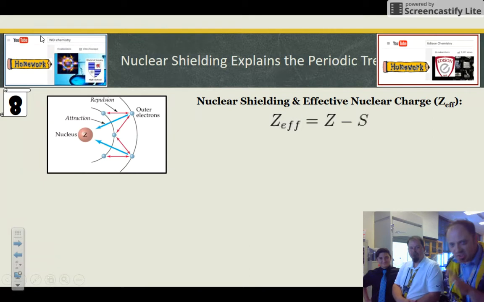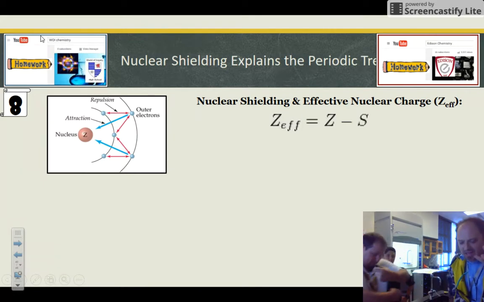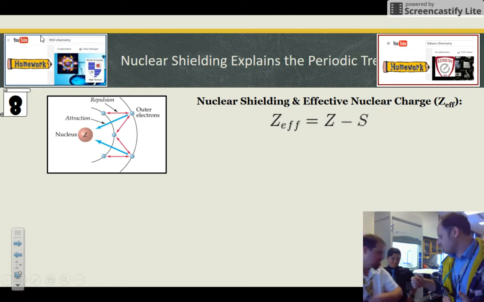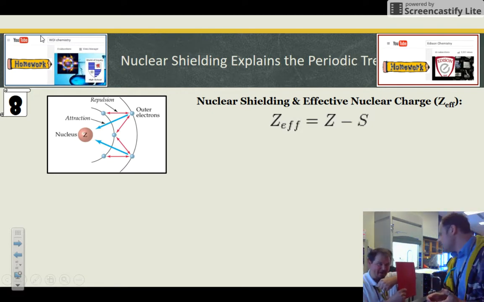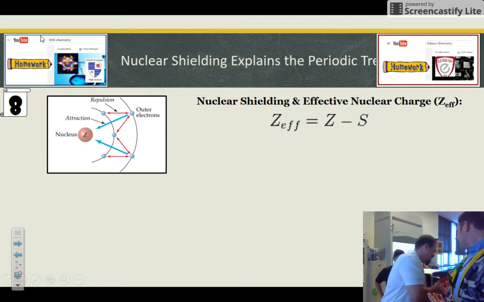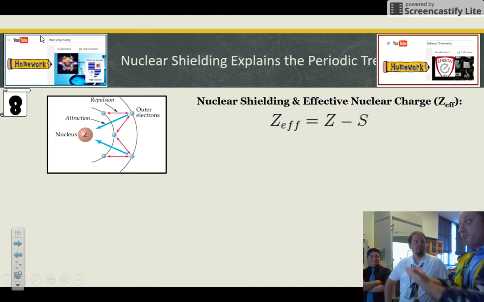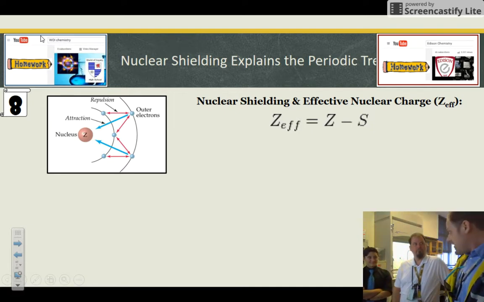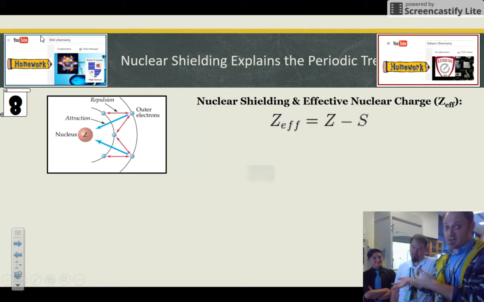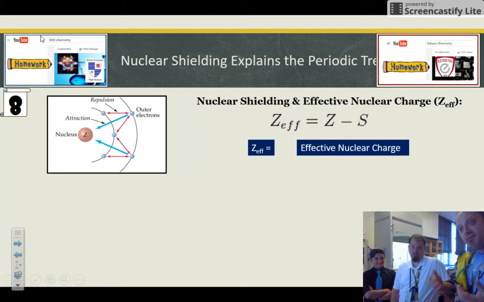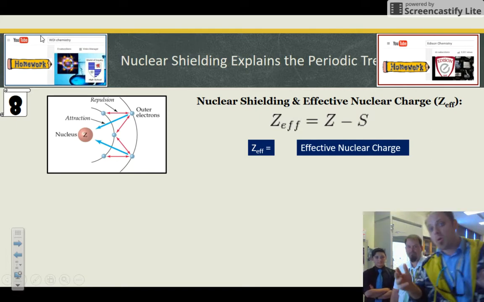So, nuclear shielding is the way that the exterior electrons, the valence shell electrons, shield themselves from the nucleus. You feeling me? is what the electrons are saying to the nucleus, and the nucleus is saying to the valence electrons, you feeling me, bro? And the answer is it can be calculated. Effective nuclear charge is the you feeling me, bro? Okay? And this is how we figure it out.